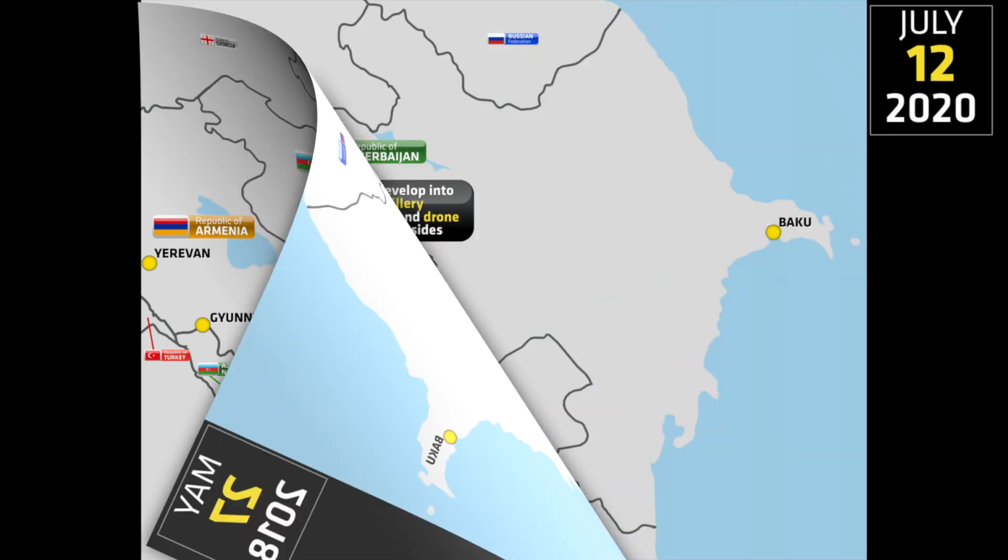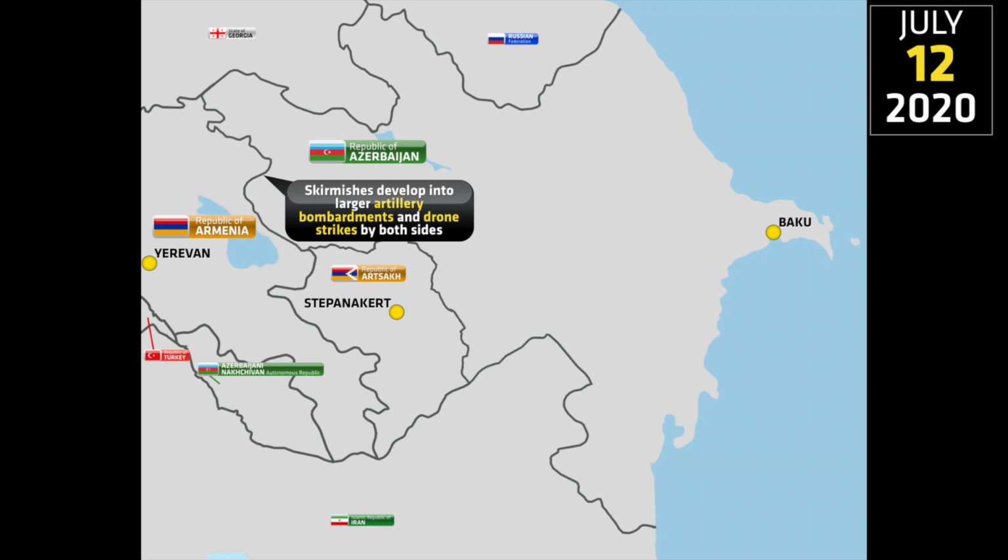In July 2020, skirmishes began to develop not along the border between Artsakh and Azerbaijan, but, like the 2018 clashes, along one of the frozen front lines from the full-on Armenian-Azerbaijani war from the early 90s, that is, along the Armenian-Azerbaijan state border itself. These skirmishes would develop into larger artillery bombardments, and eventually both sides began launching drone strikes against each other's command posts.